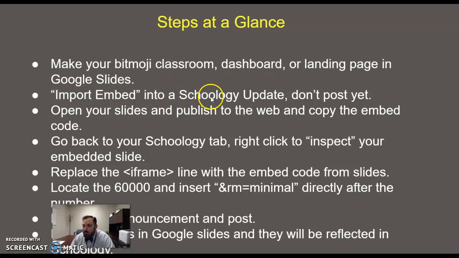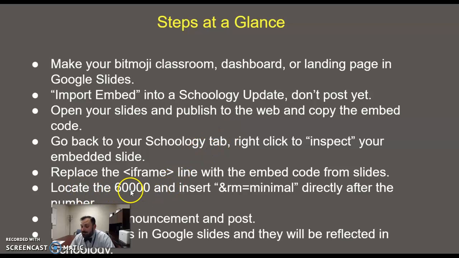We're going to embed that into Schoology Update, but we're not going to post yet. And remember the trick I showed you to make import embed show up. So we're going to import embed. Now we're going to open our slides, pull up publish to the web, and get a copy of that embed code. We're going to go back to Schoology. Remember, this is the crazy part. We're going to right click to inspect, see all that HTML code, and we're going to replace that iframe part. And you can go back into my video to watch. We're going to replace that embed code with the one we copied from Google Slides.